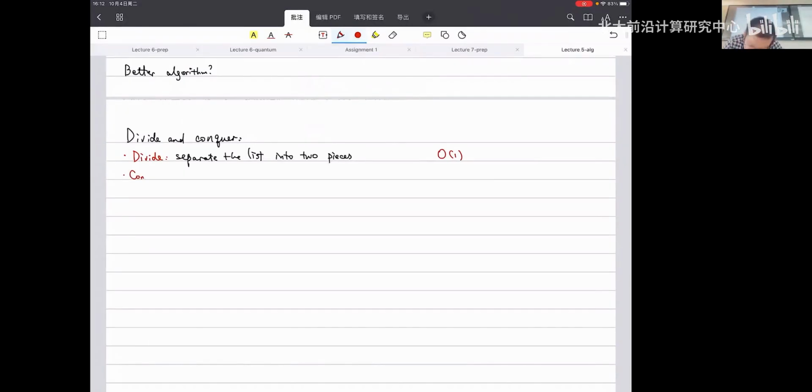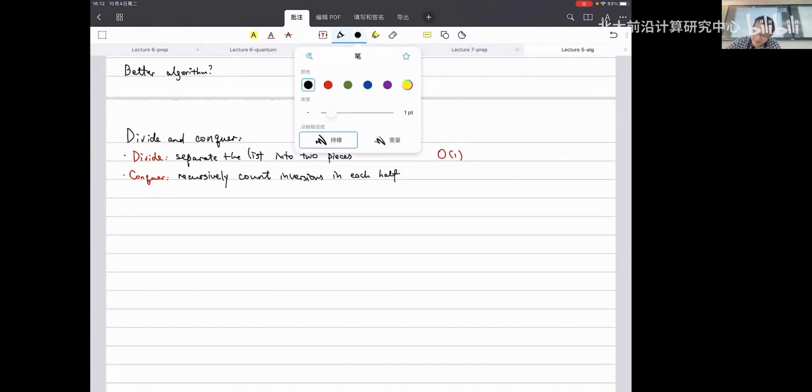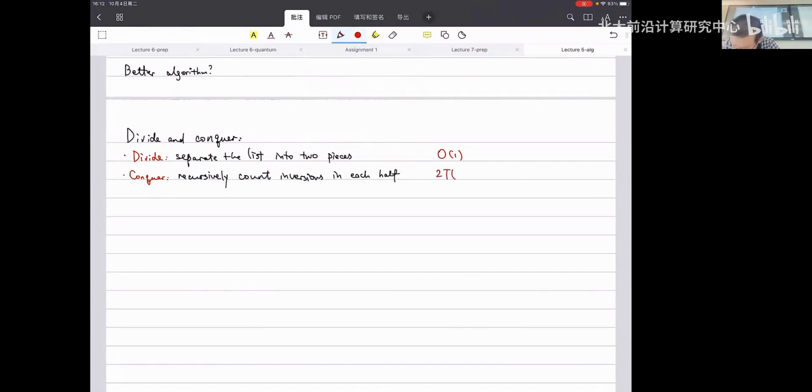And then it is the conquer part. For the conquer part, we just recursively count inversions in each half. And the cost of this step is 2 times T(n over 2).